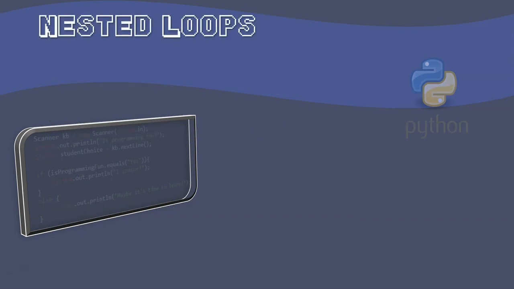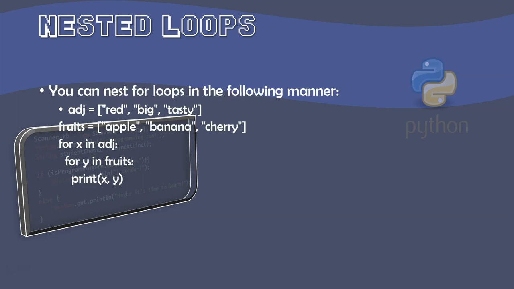Now, you can also, of course, nest your loops. And you can do this with while loops as well, but let's look at a for loop example. You can nest loops pretty easily. Here I have another list: red, big, tasty, and then another list, which is apple, banana, cherry. I simply have for x in adj, for adjectives, and for y in fruits, I can then print xy. And, of course, that would create the appropriate list that I could look at.